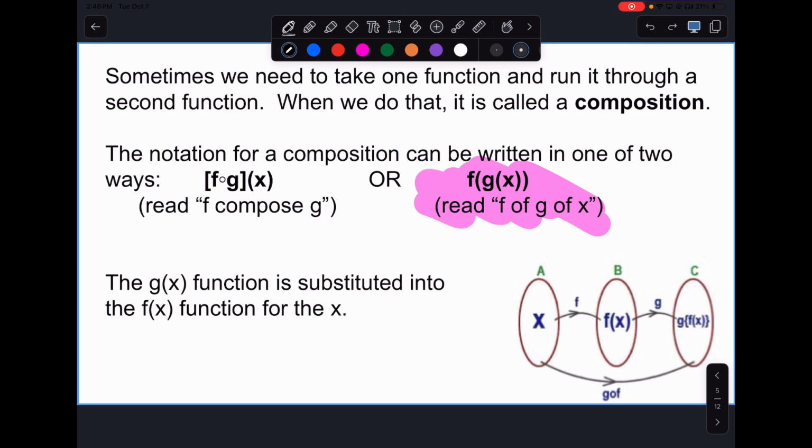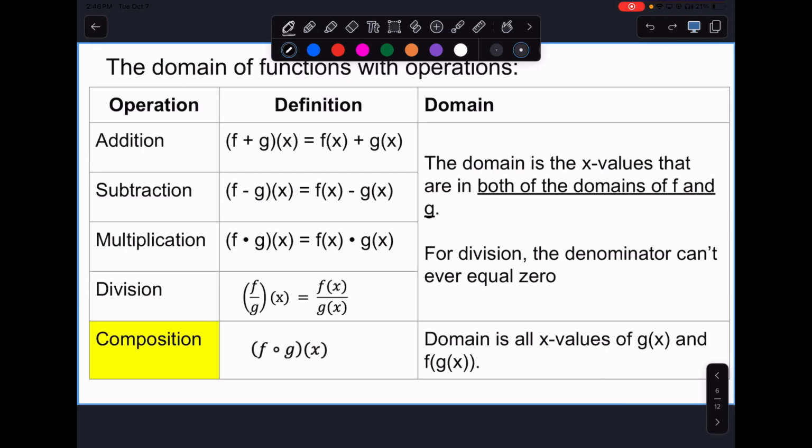You're going to hear me say f of g of x or g of f of x, or whatever letters we're using. Talking about domain, again, this is not in your notes. Yesterday we talked about how the domain for most of these is going to be negative infinity to infinity, unless it's division, because we cannot have a 0 in the denominator. With composition, the domain is going to be all the x values of g of x and f of g of x, so it's like the overlap. Most of the time it's going to be negative infinity to infinity, unless there's division somewhere in there and you have a variable in the denominator. Then we'll have a limiting factor: x cannot equal blank.